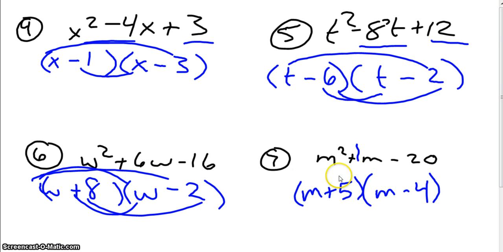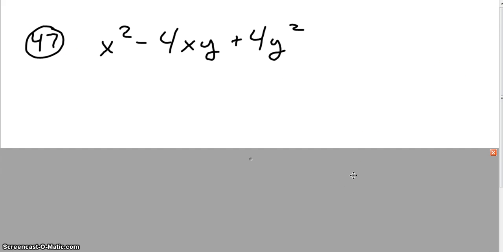Okay, so pause and take a look at what we got there. There was an invisible 1 in front of that M. The B was 1. Okay? And now I want to try this one challenging one before you get off to work. So let's see what we can do here. We only have a moment, so let's do it quick.